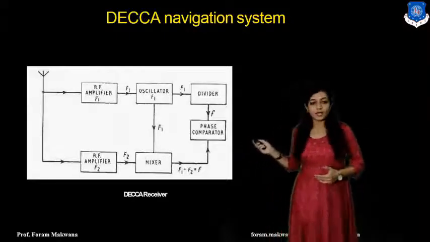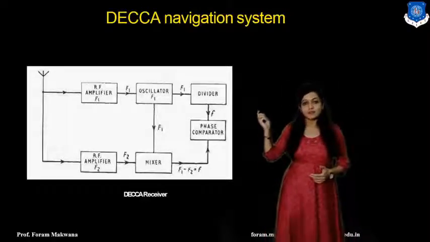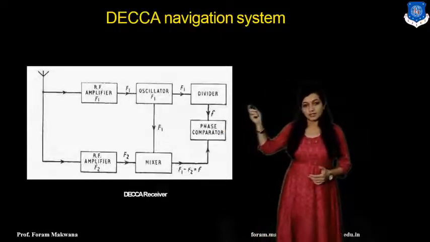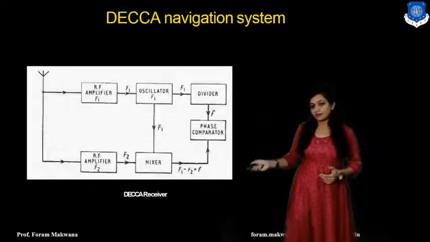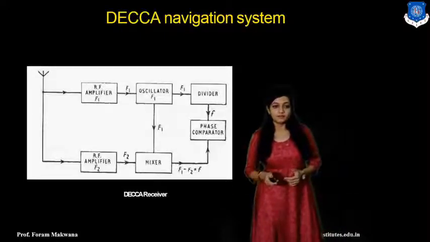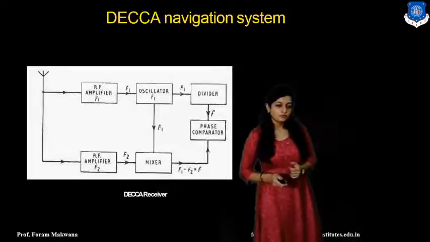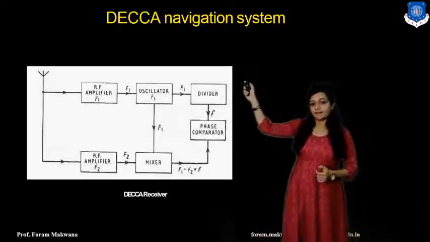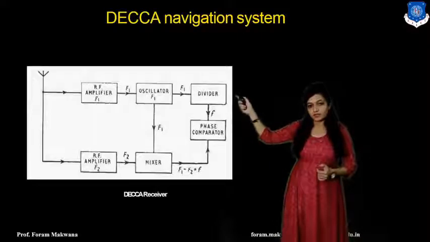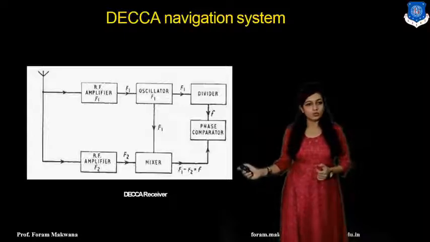So over here, block diagram of DECCA receiver. It is a DECCA navigation system in which you are going to identify there is an RF amplifier, oscillator, divider, phase comparator, mixer, and another RF amplifier. Right? So the antenna is there to receive the signal. Okay, as there are 2 RF amplifiers which are having frequencies F1 and F2, right?